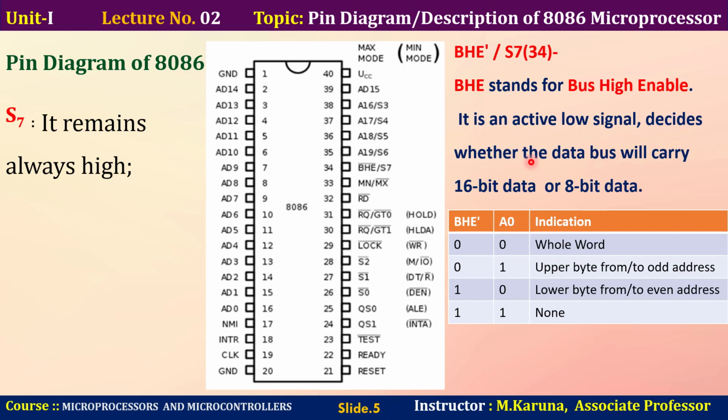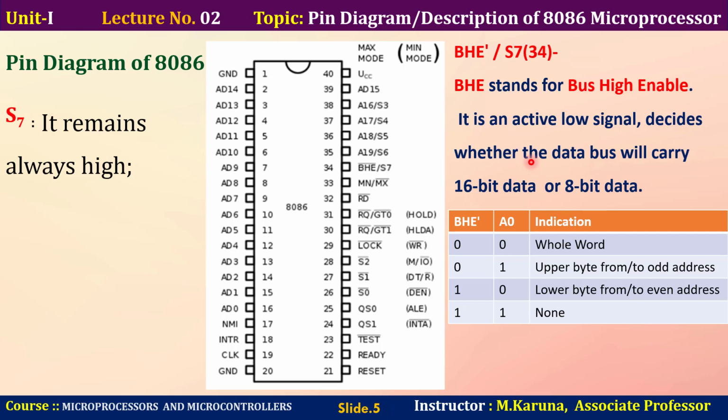So during one clock cycle, bus high enable will be carried out. In the remaining clock cycles S7 will be carried out. Next, coming to the read signal, that is available on pin 32, which is an active low signal. It indicates that a read operation is performed by the microprocessor from memory or I/O devices.